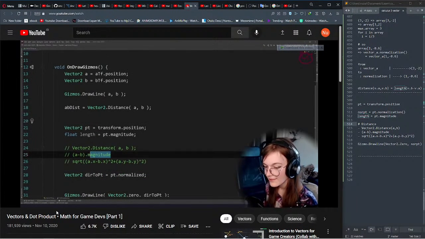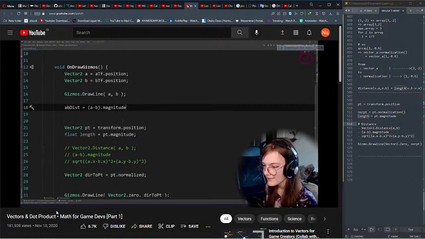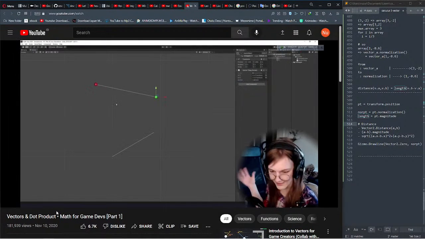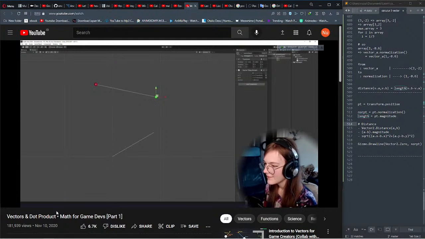And again, the distance value is going to be exactly the same thing if we do A minus B dot magnitude. So we can compile this. It's going to work. And yeah, still have the same distance.